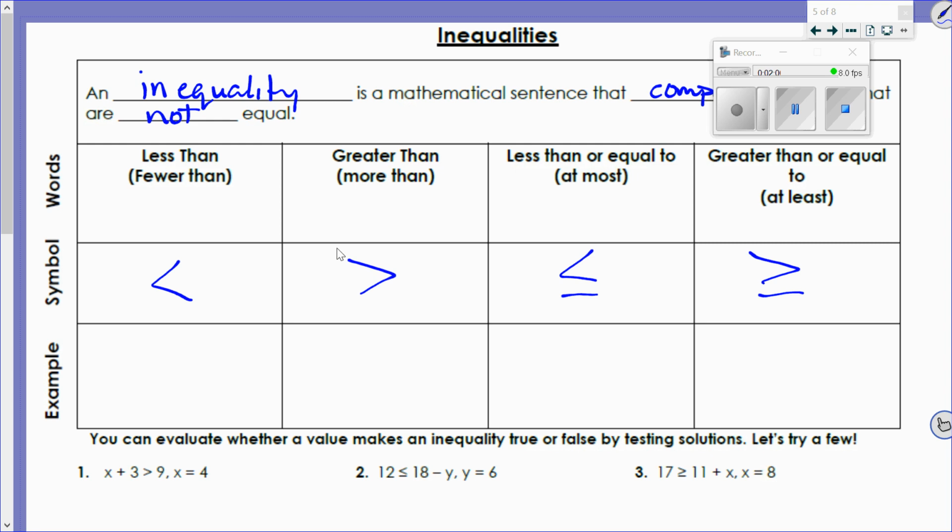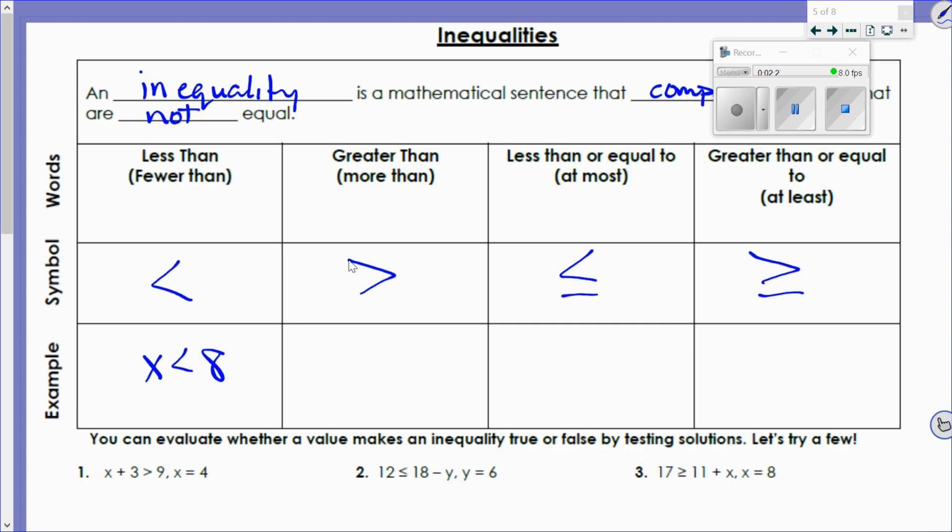So for an example, normally we're going to be talking about variables. So we'll say something to the effect of x is less than 8. So in other words, any number less than 8 would now make this a true statement. So 7, is 7 less than 8? Yes. Is 0 less than 8? So all of those numbers are now true statements for this expression.